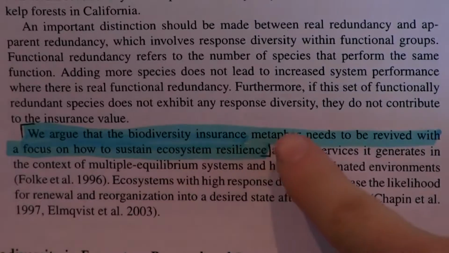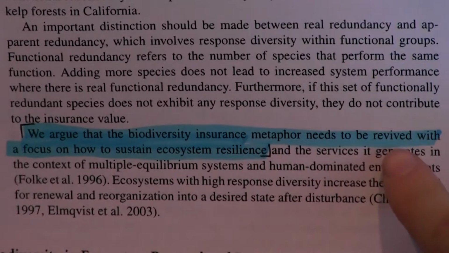So what does this mean for the big picture? Well, at the end of the paper, the authors state that the biodiversity insurance metaphor needs to be revived. By biodiversity insurance, they mean that biodiversity can help insulate an ecosystem from stresses like droughts or storms that might overwhelm a less diverse ecosystem.